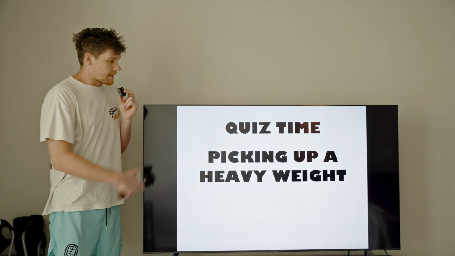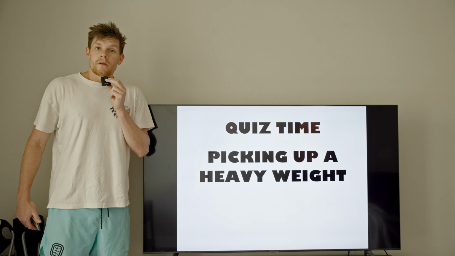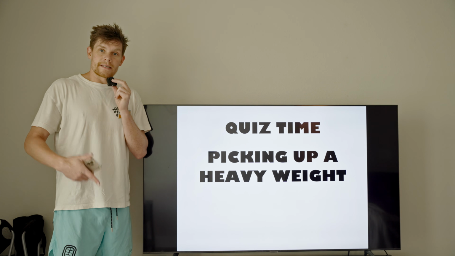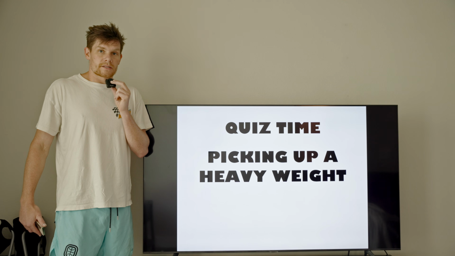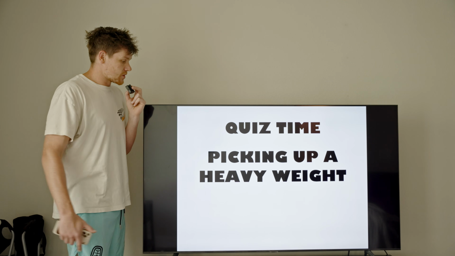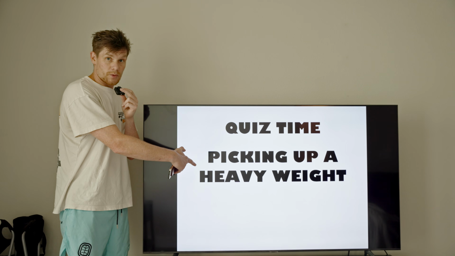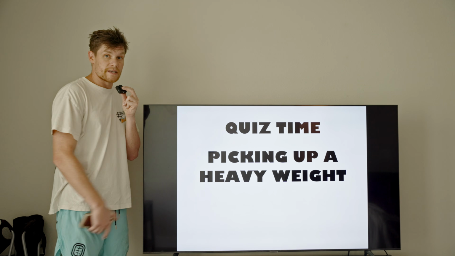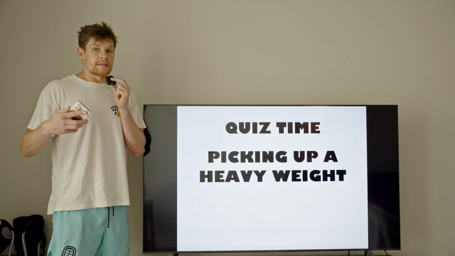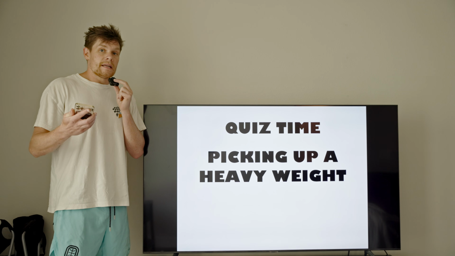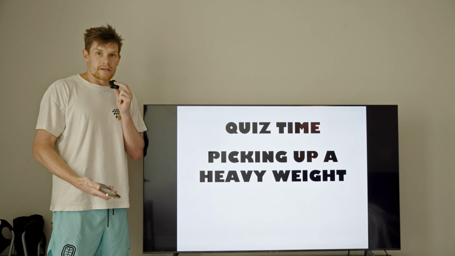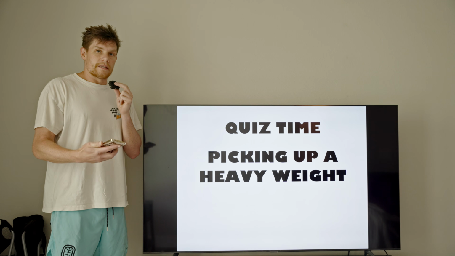So now let's say that I'm setting the weight back down. Is my glute functioning as an agonist or antagonist? The answer is an agonist. It is functioning as an agonist on the down phase. So my glute is an agonist on the up phase of picking up a weight, and it's an agonist on the down phase of setting down a weight. That's really important to remember. The muscle that is contracting on the up phase is still contracting on the down phase. It's just functioning eccentrically versus concentrically in that example.